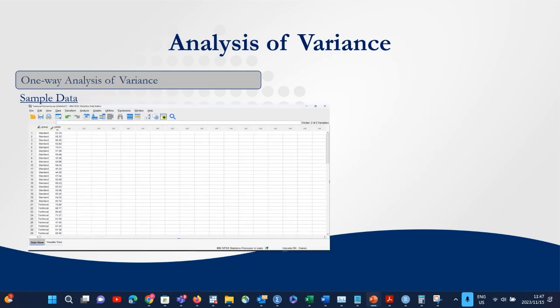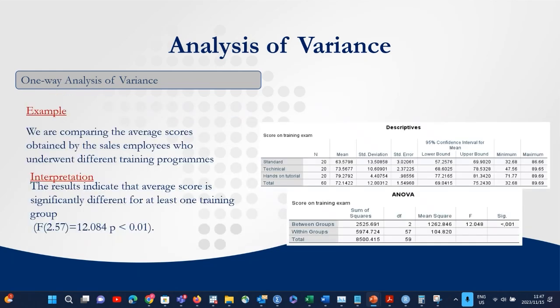This is also a snapshot of the data. So this will be the summary. How it's summarized: when you see technical, you know it's technical plus standard. If it's a hands-on tutorial, it's a hands-on tutorial plus standard. And then if it's standard, you just received the standard training, and these are the scores that were recorded.